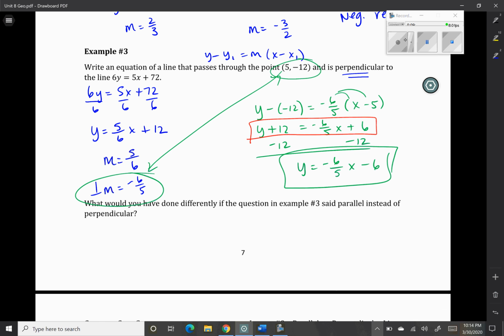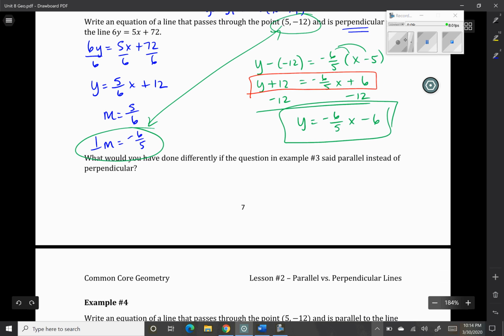So right below this, if we were doing this in class, I would say with your partner, discuss how you would have done this question differently if the question said parallel instead of perpendicular. So go ahead, pause the video for a second, think about what would change here, and let's see if you come up with the same answer as me.